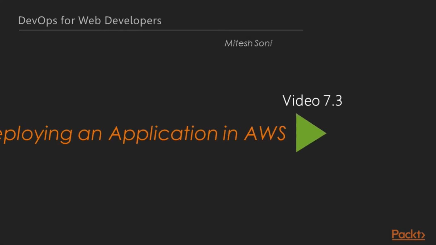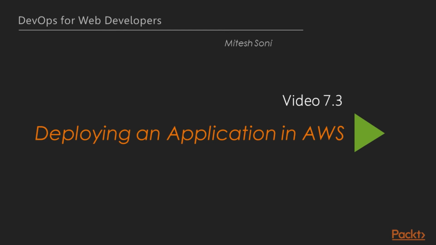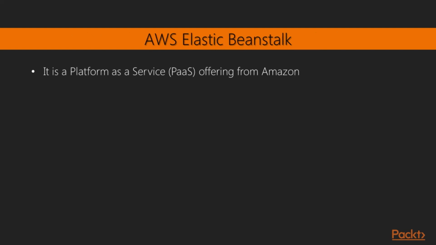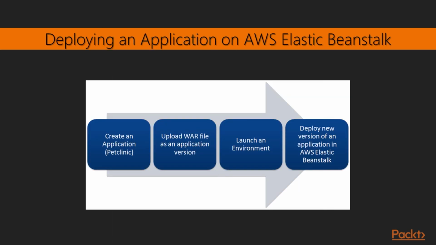Hi, this is the third video of this section, deploying application in AWS. In our previous video, we saw how to deploy an application in a Docker container. In this video, we will deploy the application on AWS Elastic Beanstalk. AWS Elastic Beanstalk is a platform as a service, PaaS, offering from Amazon. We will use it to deploy the Pet Clinic application on the AWS platform.